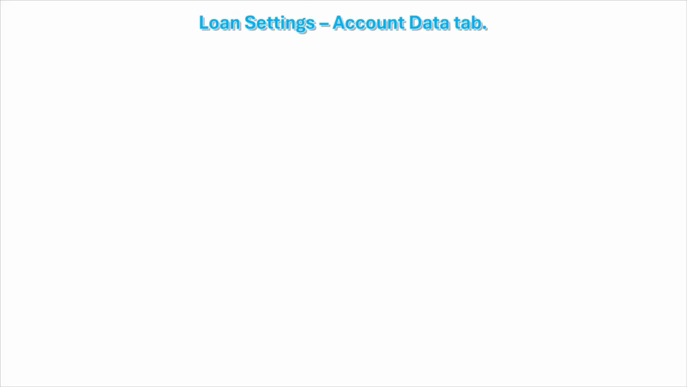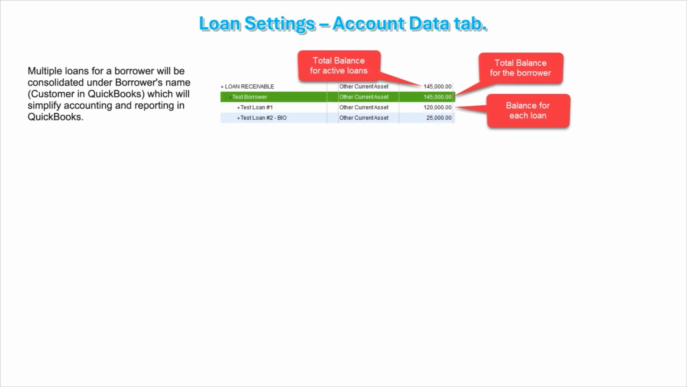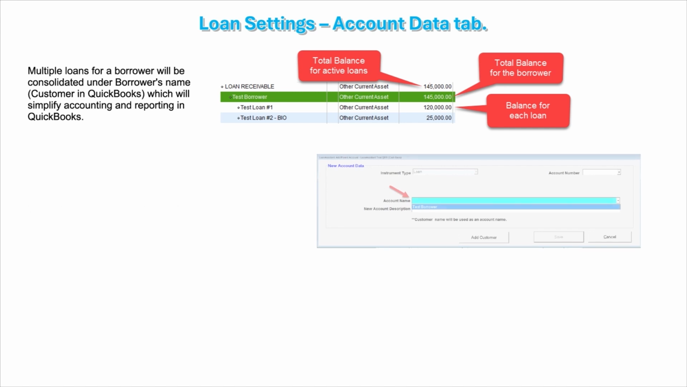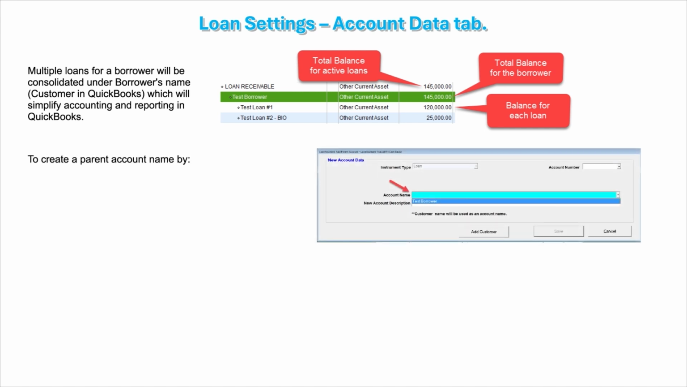Loan settings. Account data tab. Multiple loans for a borrower will be consolidated under the borrower's name, a customer in QuickBooks, which will simplify accounting and reporting in QuickBooks. To create a parent account name, click on the Add Parent Account button.